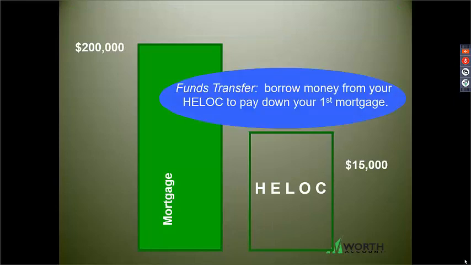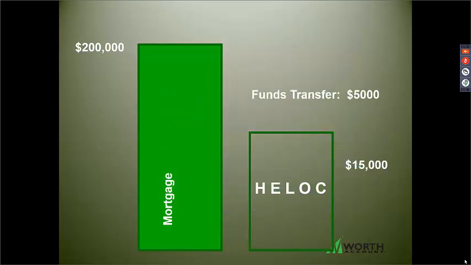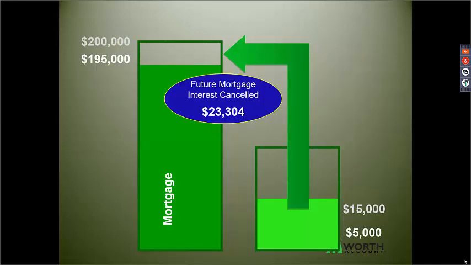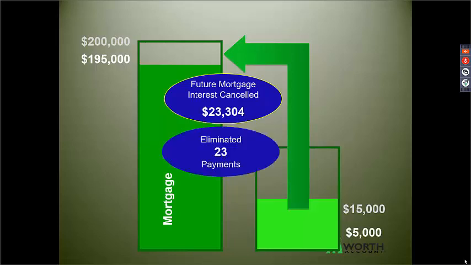And so what if we took and did a funds transfer? We borrowed from our home equity line of credit, and we transferred $5,000 to our first mortgage. Well, we know what that's going to do. We just reviewed those numbers. It's going to save us $23,000 and eliminate 23 payments.